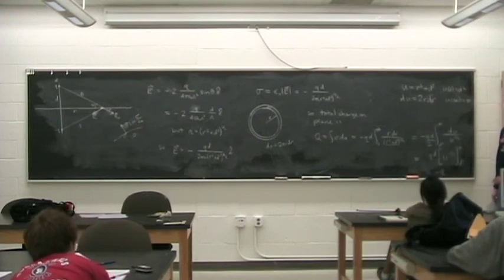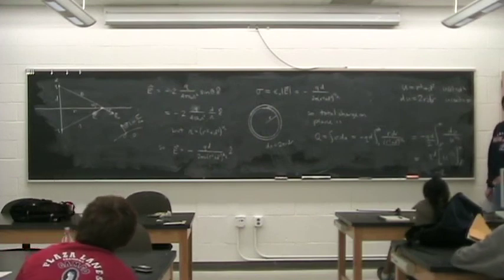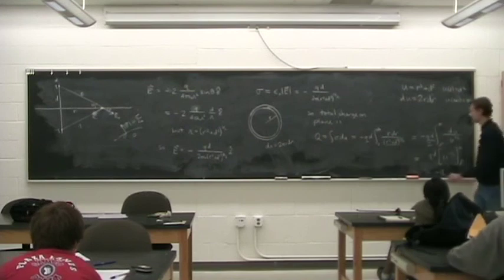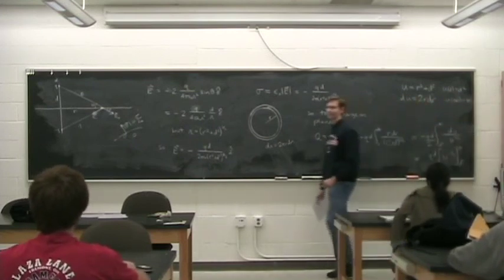In other words, the total charge on the conducting plane is in fact minus q, which is what you might have guessed in the first place.